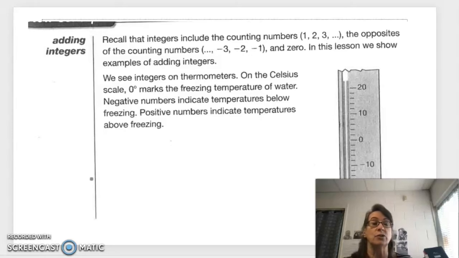We see integers on thermometers, on the Celsius scale. 0 marks the freezing temperature of water. Negative numbers indicate temperatures below freezing, and positive numbers indicate temperatures above freezing. So on the Celsius scale, 0 is freezing.